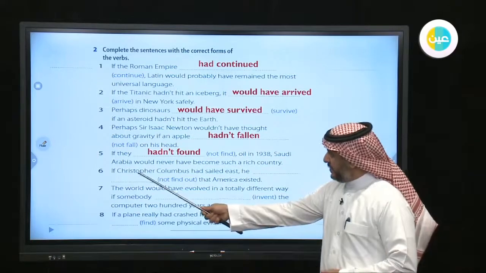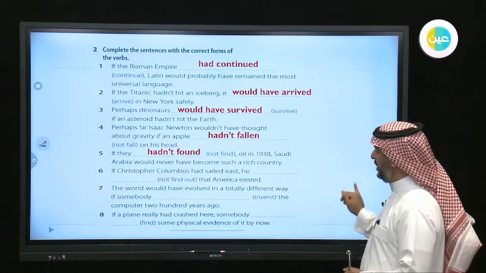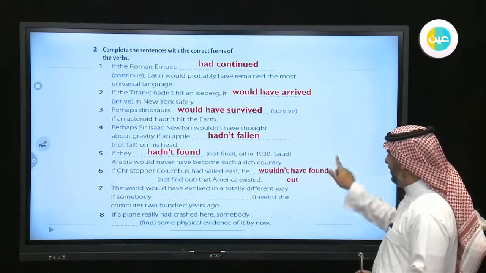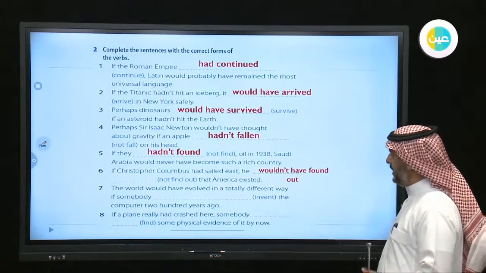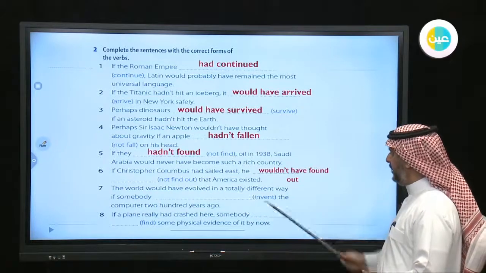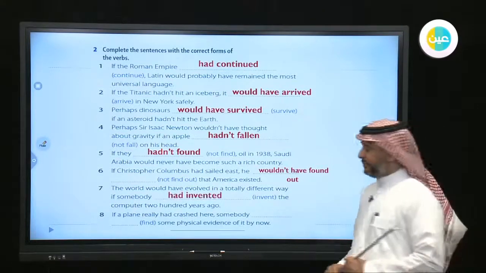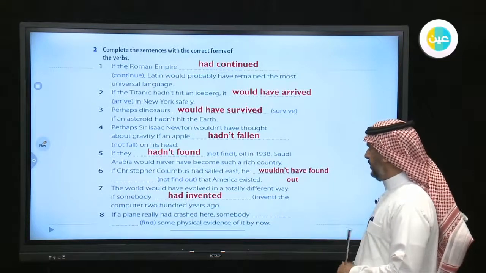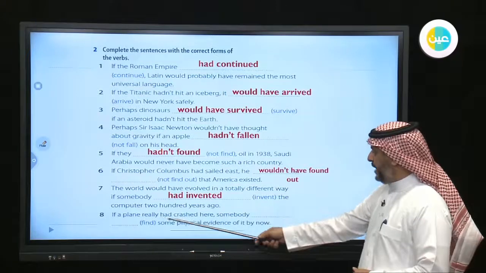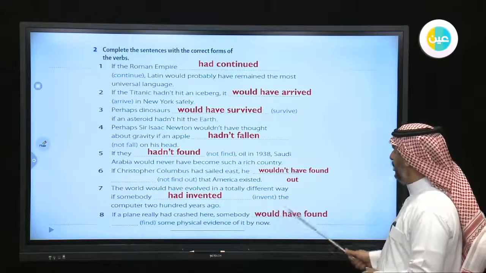Number 6, if Christopher Columbus had sailed east, he wouldn't have found out that America exists. Number 7, the world would have evolved in a totally different way if somebody had invented the computer 200 years ago. Number 8, if a plane really had crashed here, somebody would have found it.